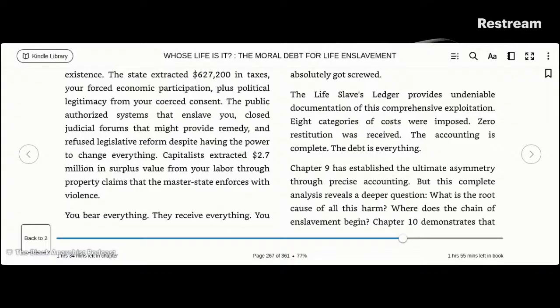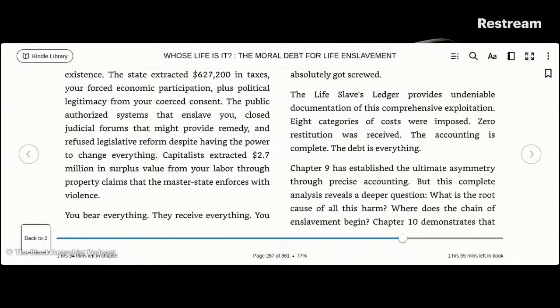You absolutely got screwed. The life slave ledger provides undeniable documentation of this comprehensive exploitation. 8 categories of costs were imposed. 0 restitution was received. The accounting is complete. The debt is everything. Chapter 9 has established the ultimate asymmetry through precise accounting, but this analysis reveals a deeper question. What is the root cause of all of this? Where does the chain of enslavement begin?